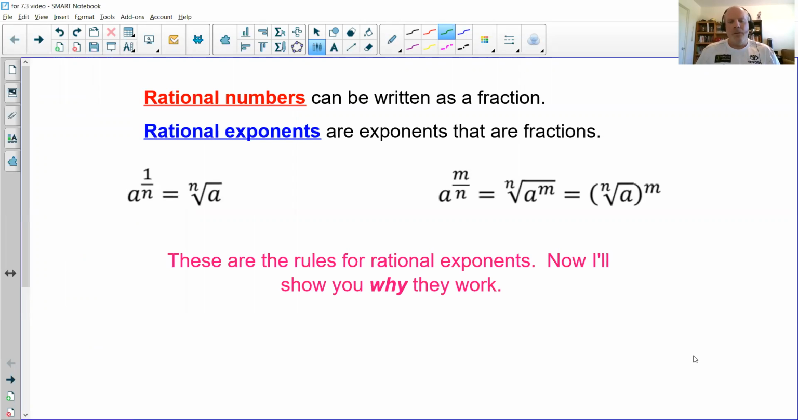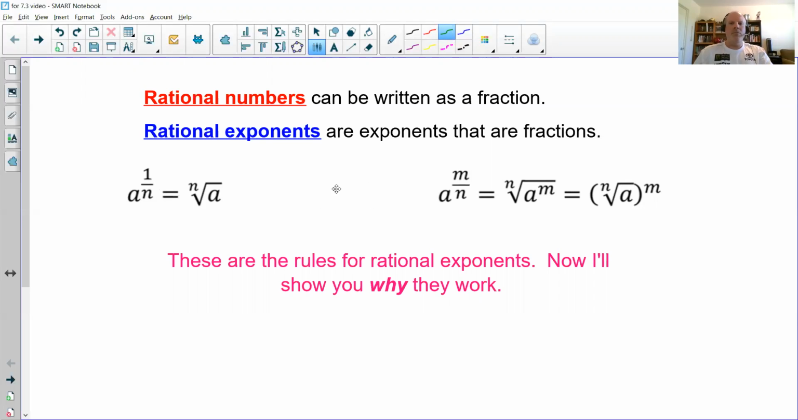Okay, if you recall, rational numbers are any numbers that can be expressed as a fraction, where both the numerator and the denominator are integers. Since rational numbers are numbers that can be expressed as a fraction, rational exponents are exponents that are fractions. All right, now here are the two main rules that you see on the screen. They're also on your notes.